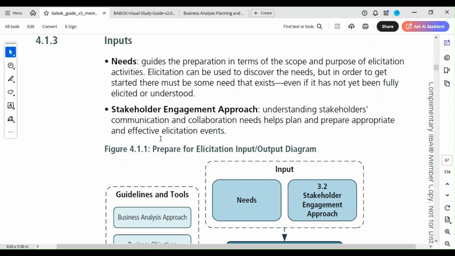Input: needs. You would need to know the needs of the business. This guides the preparation in terms of the scope and purpose of elicitation activities. Elicitation can be used to discover the needs, but in order to get started, there must be some need that exists, even if it has not yet been fully elicited or understood. So coming into the project, they'll tell you, we need this. Okay? Even when you have not been handed a document to introduce you to the project, it is already in existence.